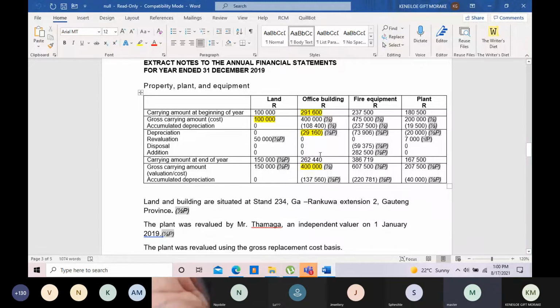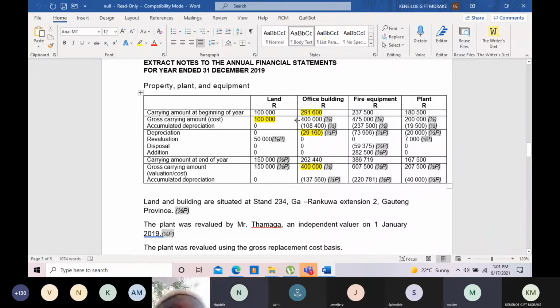Let's then calculate the new cost price. For new cost price, listen carefully on this one. This is very, very helpful. So you take the cost at the beginning plus the additions minus the cost of the sold asset. Not the carrying value of the sold asset, but you subtract the cost of the disposed asset.